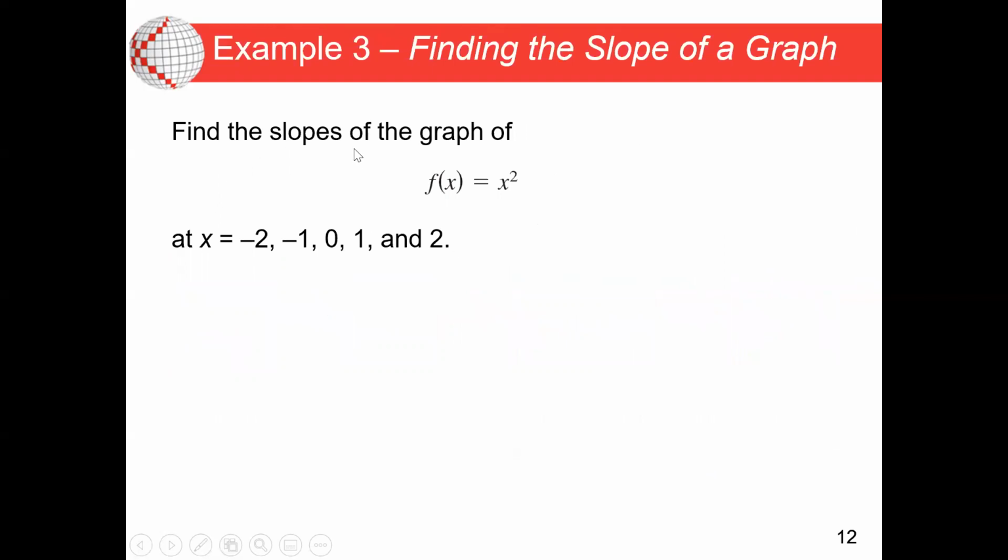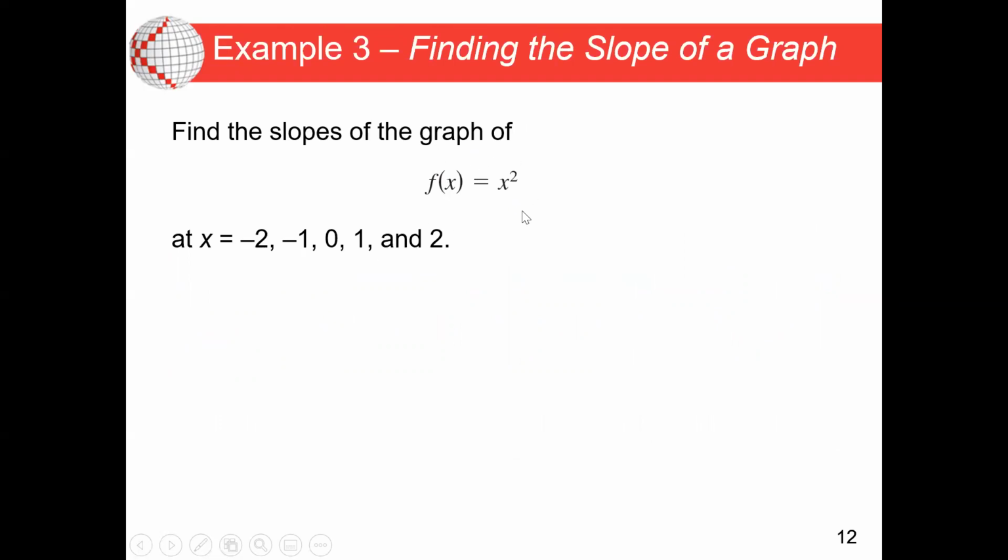Next question says we should find the slope of the graph of f at x equal to x squared. Now, in our previous lectures, we did an example like this. In this case, since we are looking for slope, we have to know the value of x. So here we are looking for slope when x equals negative 2, negative 1, 0, 1, and 2.